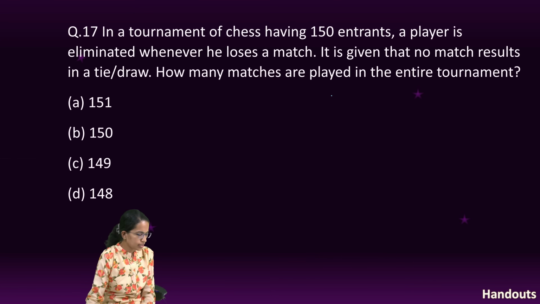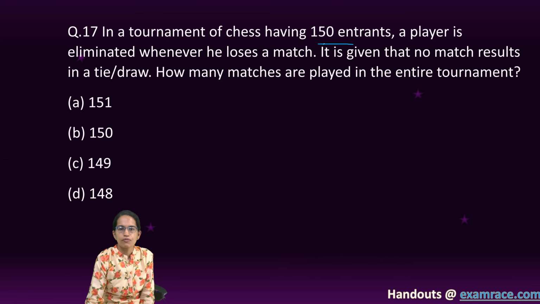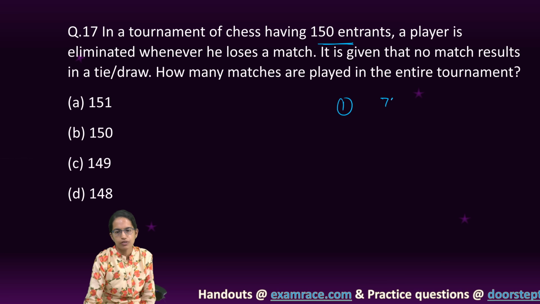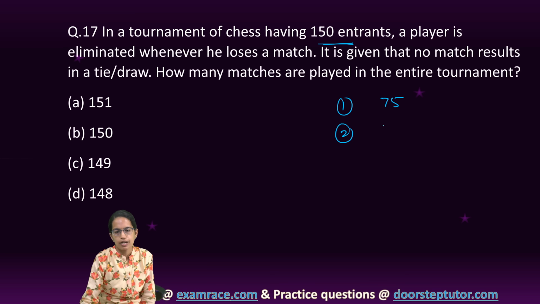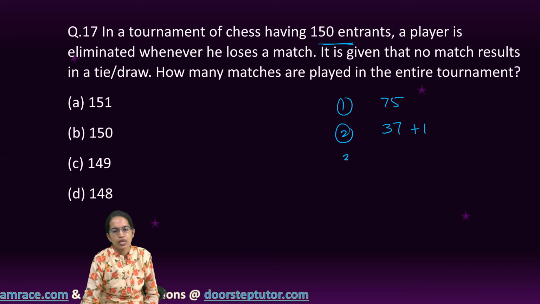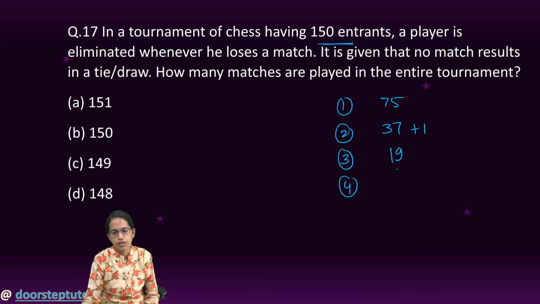Now here the problem is very simple. 150 total people are there. So in the first round I would have 75 matches. In the second round there would be 37, half of it, but one person left extra. In the third round it would be 19. In the fourth round it would be half of 19, which is 10.